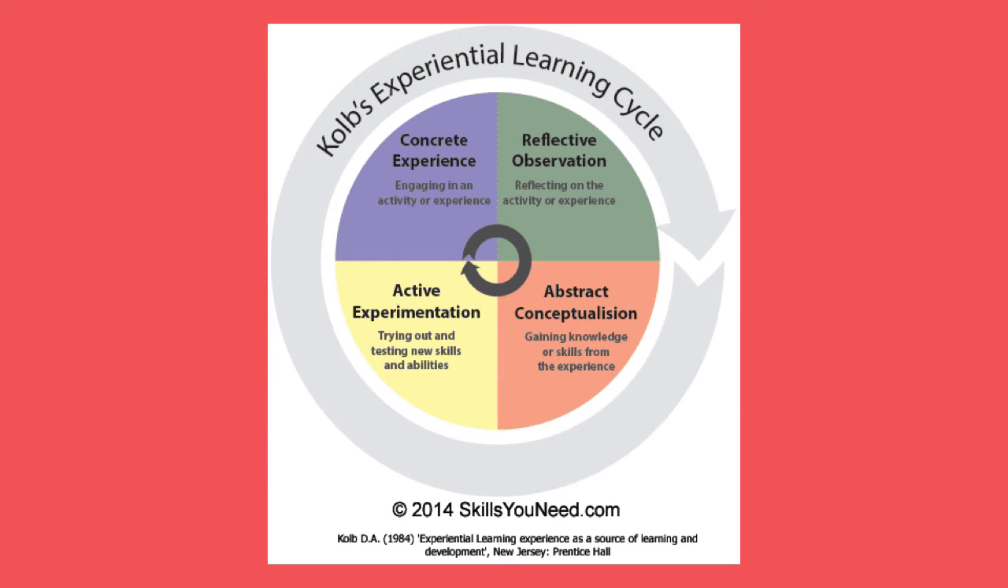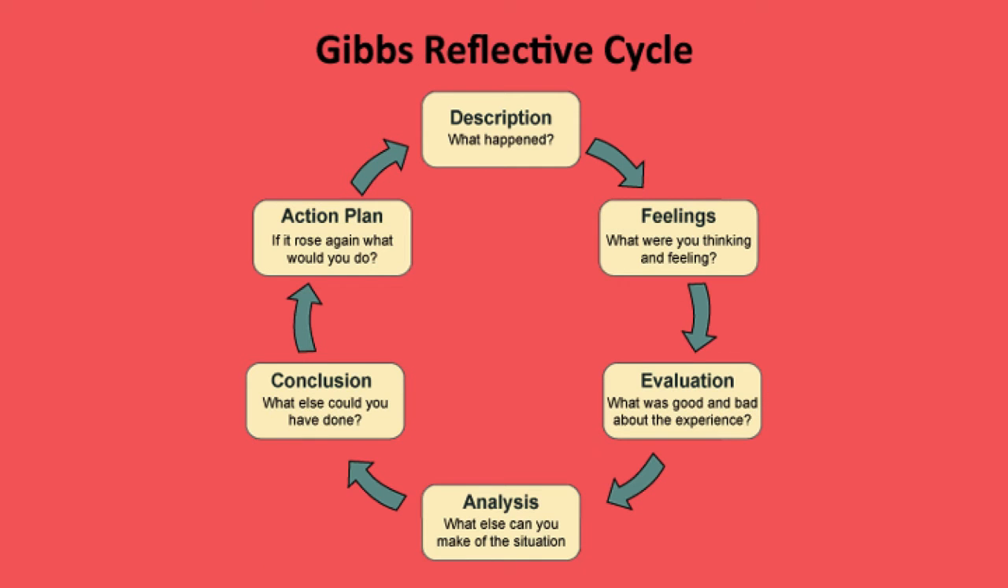You can also use Gibbs reflective cycle. Again, you can see there are similarities between the different cycles. So do a bit of research, look at different reflective cycles, see which one works best for you, which helps you to explain your learning the best, and use that one. You don't have to use all of them, so please just pick one and use that one.